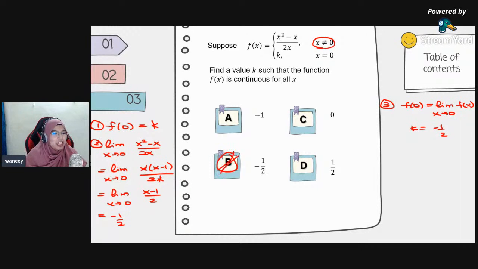So again, tahniah untuk siapa yang jawab B. And very well done untuk siapa yang siap semua sekali. And betul untuk semua. Tahniah.